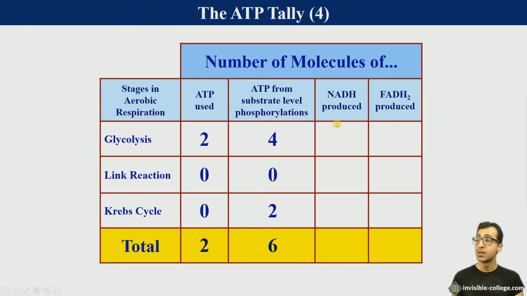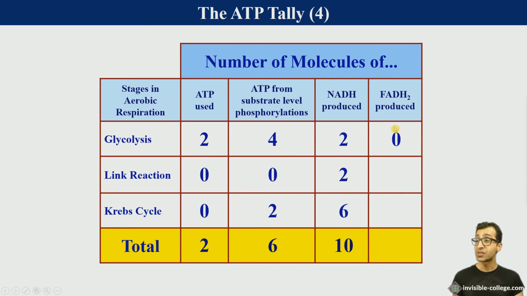But also during the course of these processes we generate these hydrogen carriers which have reducing power, which can then be used in oxidative phosphorylation to produce ATP via the electron transport chain. So we produce 2 NADH molecules by glycolysis. We produce 2 molecules of NADH by the link reaction. We produce a total of 6 molecules of NADH by the Krebs cycle. So this gives us 10 molecules of NADH produced.